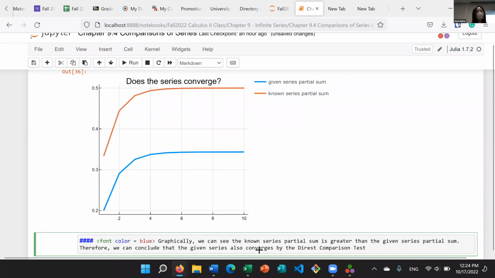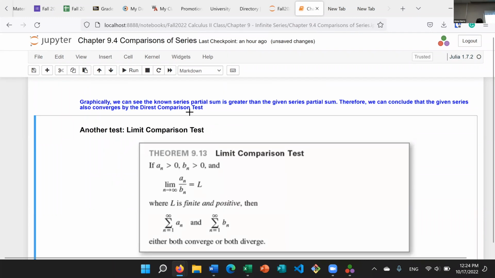So on your exam, you're going to say, yeah, graphically we can see the non-series partial sum is greater than the given series partial sum. Therefore, we can conclude the given series also converges by the direct comparison test. You need to give me your conclusion, and you're going to say yes because of that.